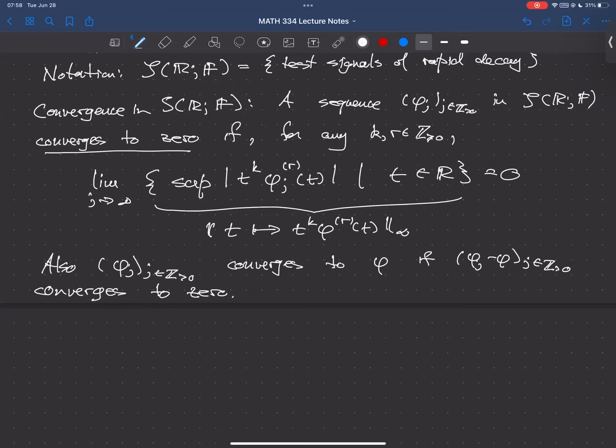So notice that D is contained in S. So this is obvious simply because everything in here has compact support and is infinitely differentiable, and so it certainly decays at infinity faster than any polynomial because it's identically 0 outside some compact interval. So you have the inclusion like this.